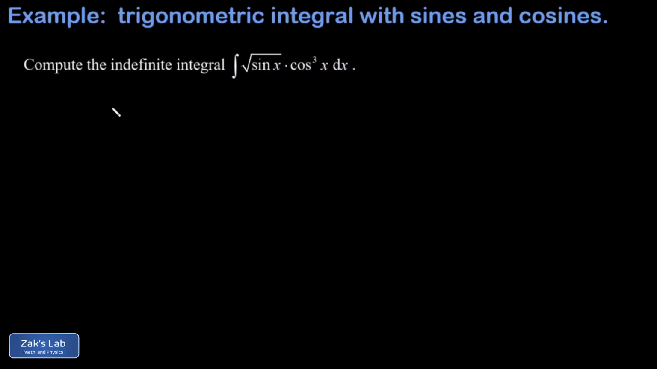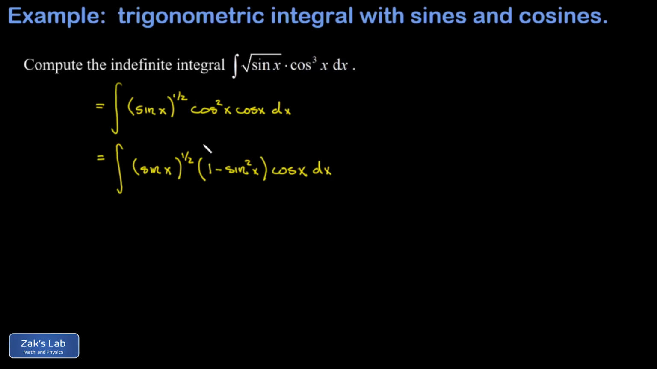So I'm going to do two things in the first step. First is just a reminder that the square root of the sine function is the same as the sine function to the 1/2 power. And second, I want to split off a factor of cosine squared so I can express that in terms of sine squared using a Pythagorean identity. So we apply that identity in the next step.